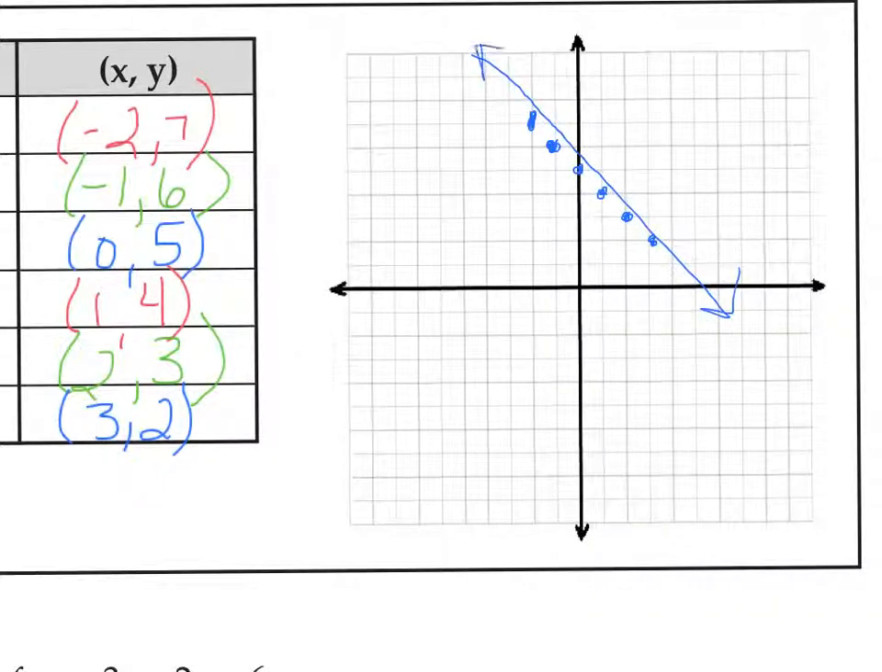I'm sorry, I didn't quite hit the points, did I? So I'm going to erase this line and see if I can do better. That's better. Don't forget your arrows. You have to have the arrows.